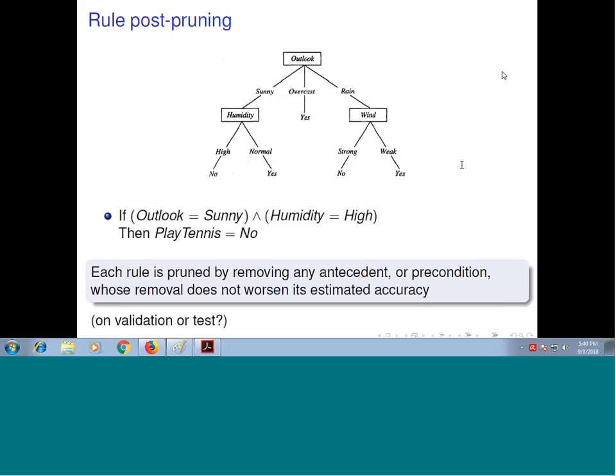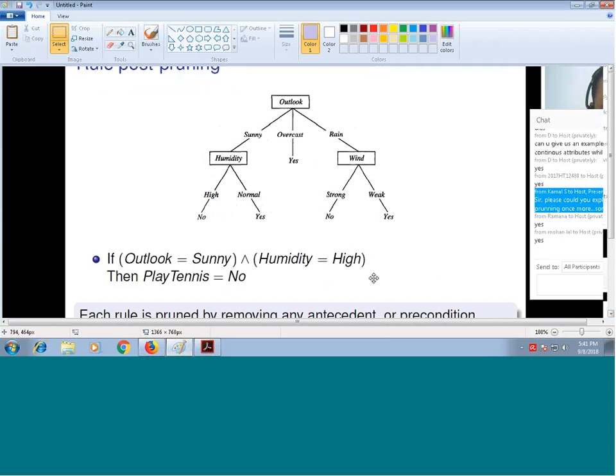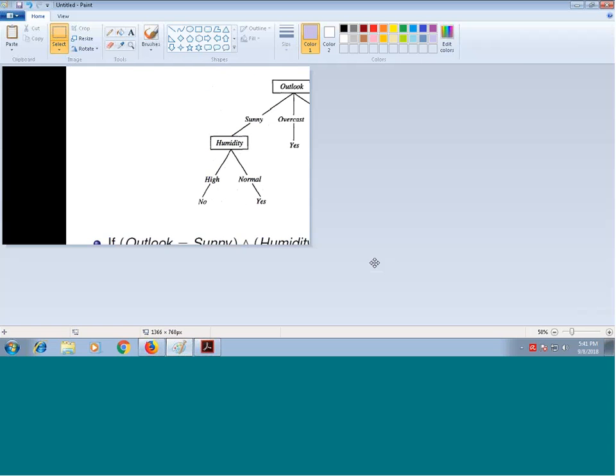Somebody is asking, sir, can you please explain pruning and rule post-pruning once again? Okay, let me tell you what it is. The idea is very simple. Given the data, you divide it into three parts.